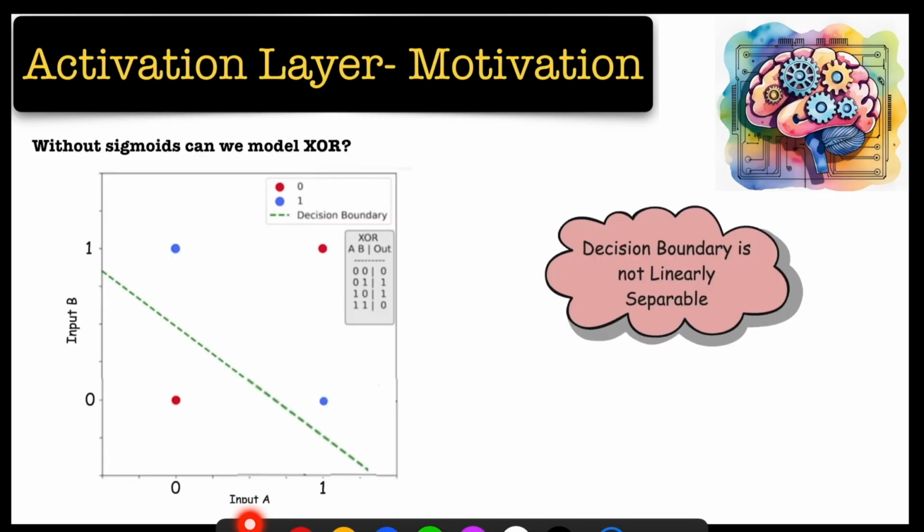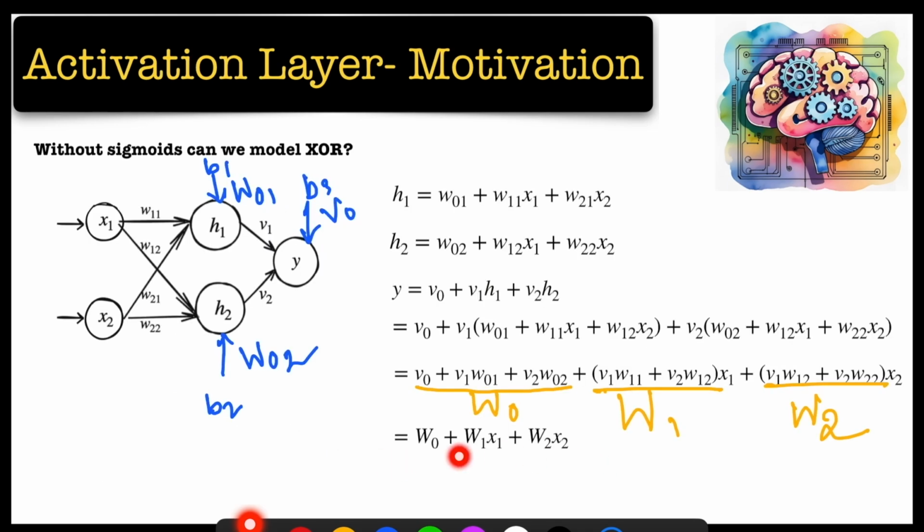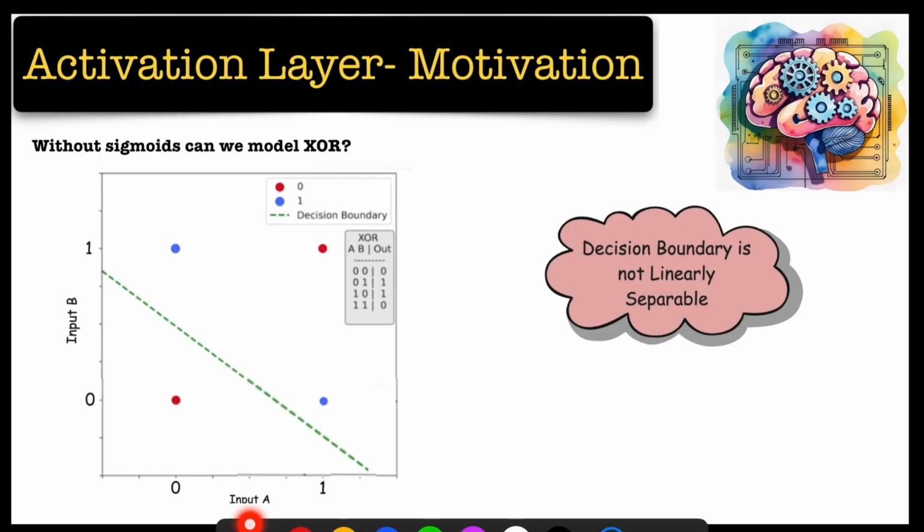But if you see the XOR function, the decision boundary is not linearly separable. For 0, 0 we have 0, for 1, 1 we have 0, and for 0, 1 and 1, 0 we have 1, right? So we cannot draw any line to separate zeros and ones. With a linear equation like this, we cannot solve a function like that. So that's why we introduced some non-linearity. Here sigmoid acted as the non-linearity function.